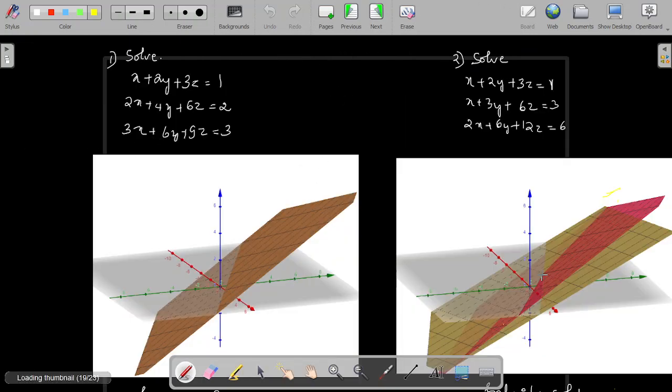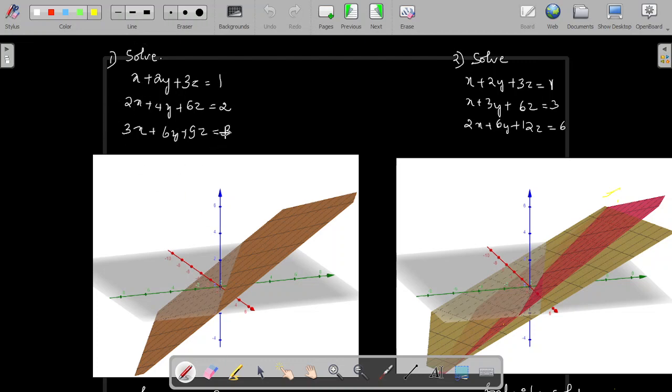One more problem. So I am not solving these problems algebraically here. I'll just show you the geometrical meaning of these problems. That means what is the solution of these problems without solving them algebraically. So algebraic part is left to you.